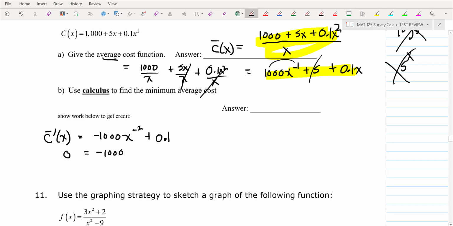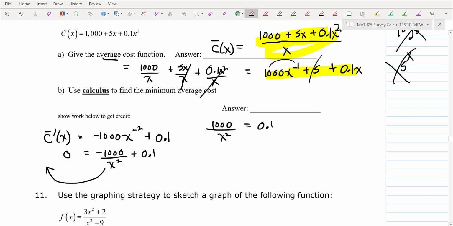And to me, I like to kind of write this then as negative 1,000 over X squared, like that. It's a little better to handle it that way. And then you can move this to the other side. There's several ways you could solve this equation. If you did it this way, you would have 1,000 over X squared equals 0.1.